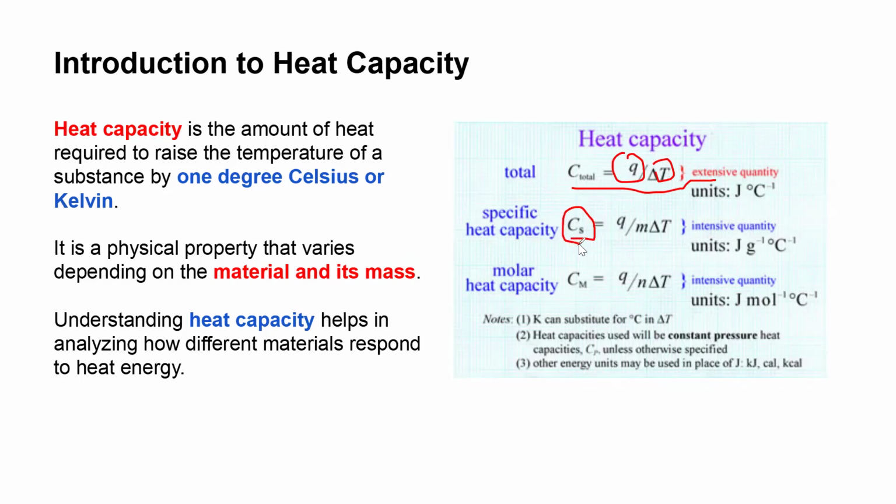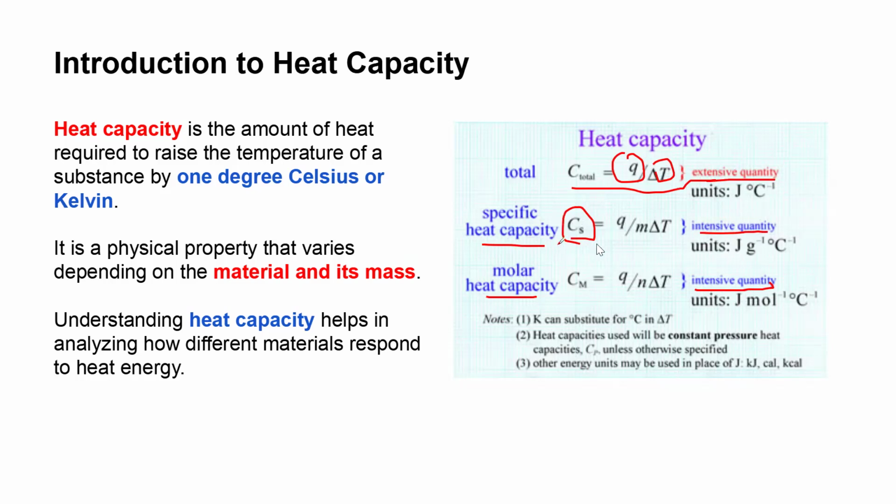Of course, heat capacity is divided into two: specific heat capacity and molar heat capacity. These are two different types of heat capacity. As you can see, heat capacity is an extensive quantity, while specific heat capacity and molar heat capacity are intensive quantities. So the specific heat capacity and molar heat capacity are examples of intensive properties.